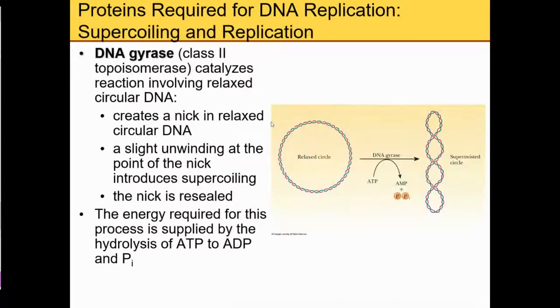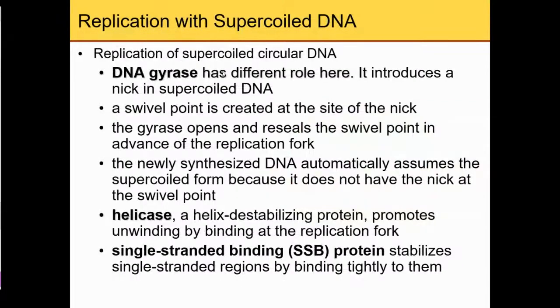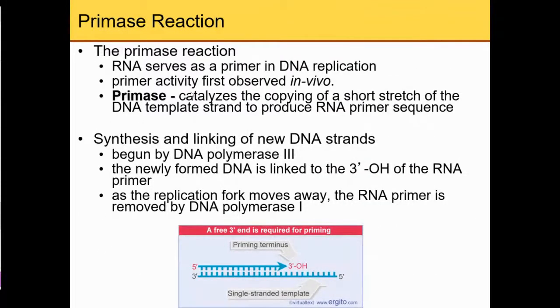Okay, so this is DNA gyrase. As we discussed yesterday, gyrase is a class 2 topoisomerase. So it will cleave the DNA on both strands, and then introduce the negative supercoil to the DNA ahead of the replication fork. And then the single-strand binding protein stabilizes the single-stranded region. And the primase basically provides this hydroxyl group to initiate the DNA synthesis.